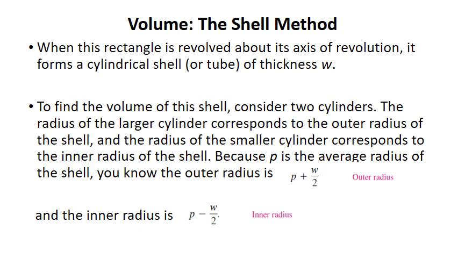So when we take this rectangle and we revolve it about its axis of revolution, we get this tube shape like you saw on the previous screen, which we will refer to as cylindrical shells. So, kind of like when we had the washer method, we would have to find the inner radius and the outer radius. It's the same thing when you have this tube. We need to find the inner and the outer radius. So this information here is helpful. So the outer radius is going to be P plus half the width, whereas the inner radius is going to be P minus half the width. And if you look at the previous slide, you can kind of see that.